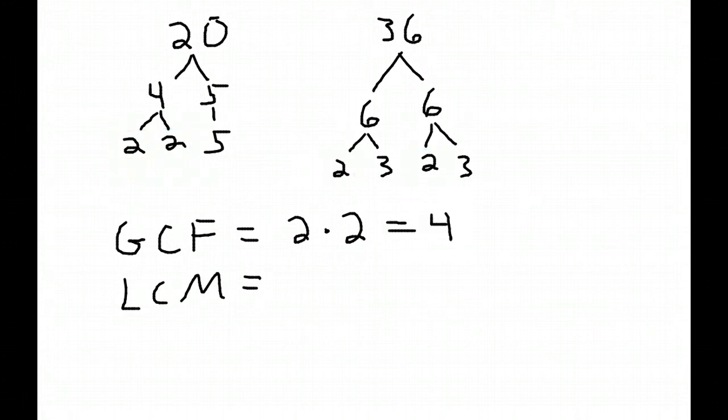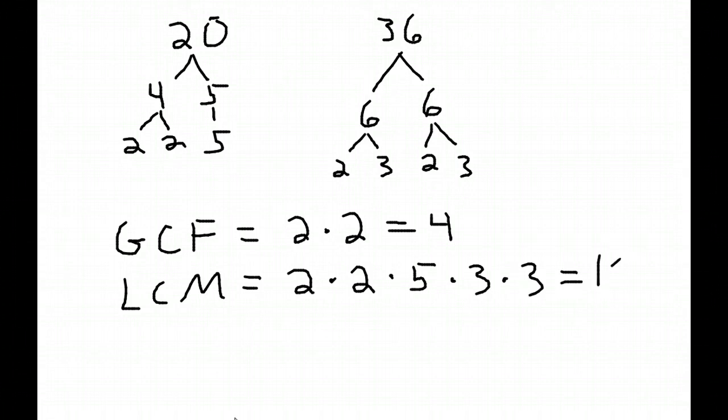Now for the LCM, remember, you automatically just write down the first one and then write down what's missing from the second one. The second one says I need 2 2's and 2 3's. I've got my 2 2's, so I need to put the 2 3's, and when I multiply all those together I get 180.